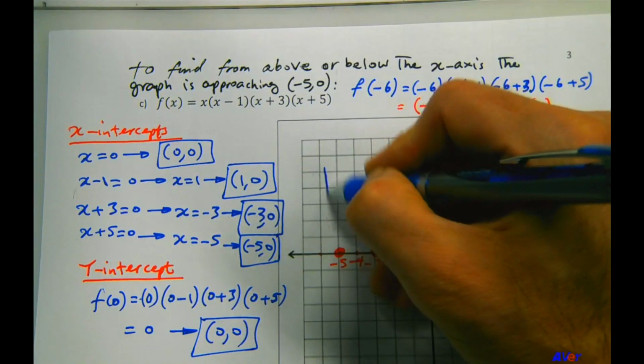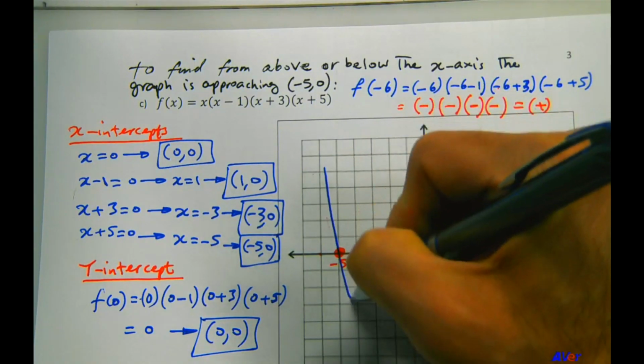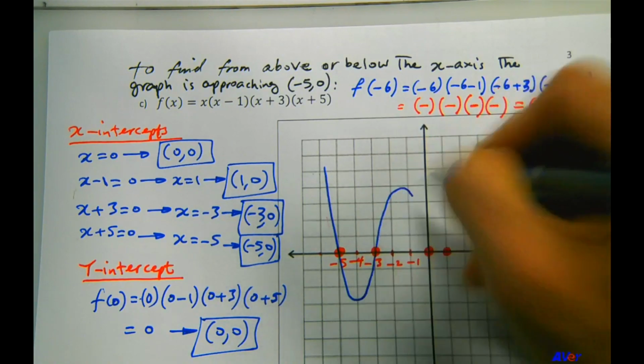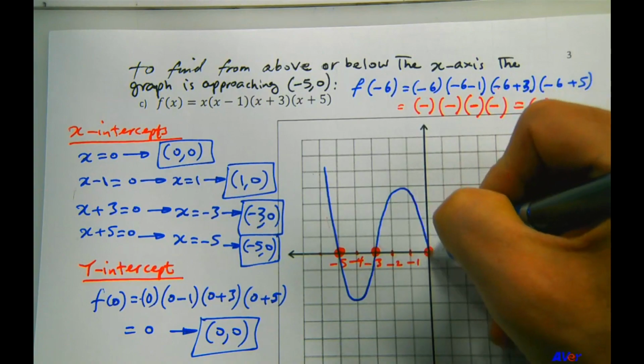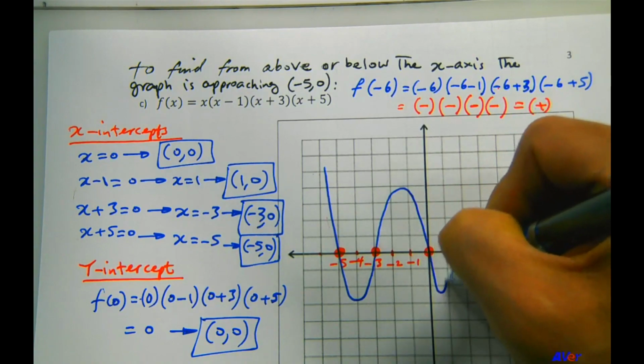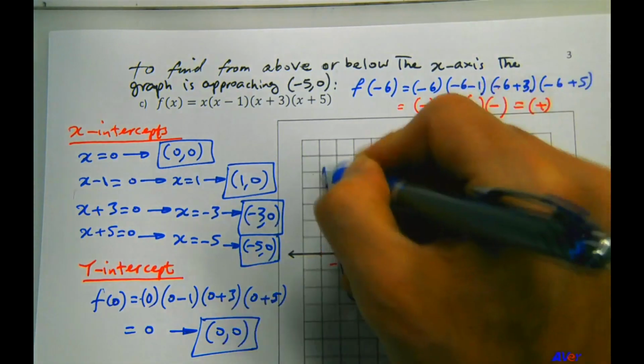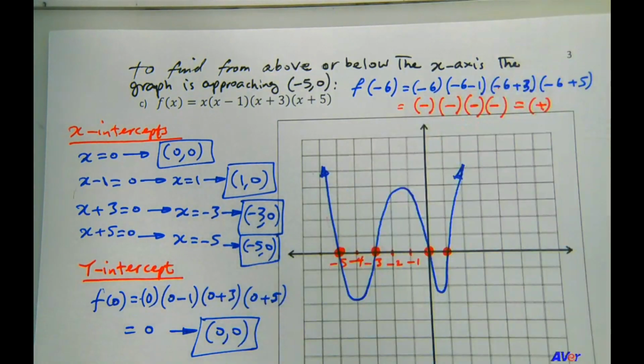Okay, so the line is coming like this, going through that, coming back up again, doing like this, turning back down, going through that point, and then turning back up again and going like that, like that, like that. Okay, that's roughly a manual sketch of that polynomial.